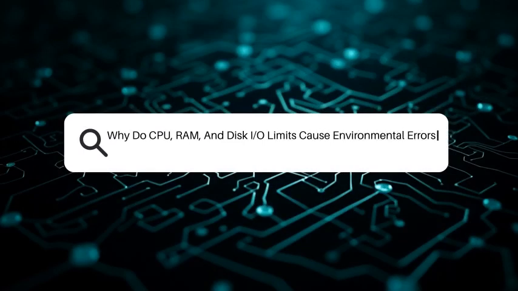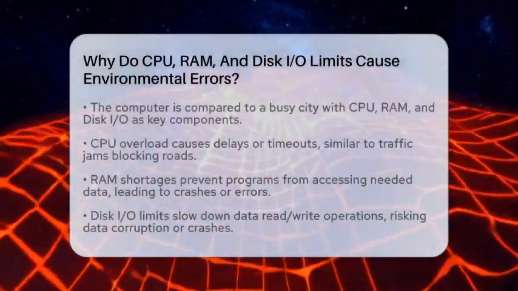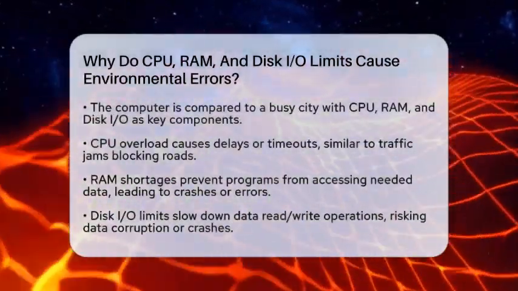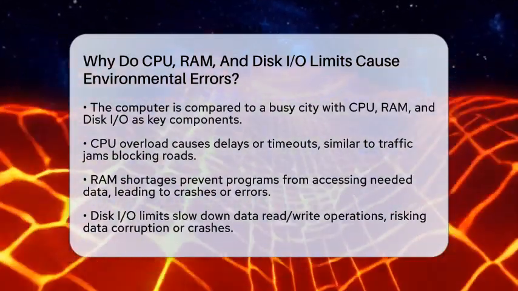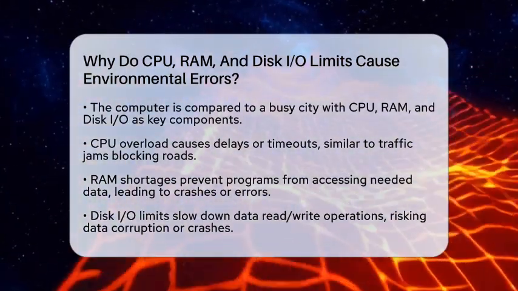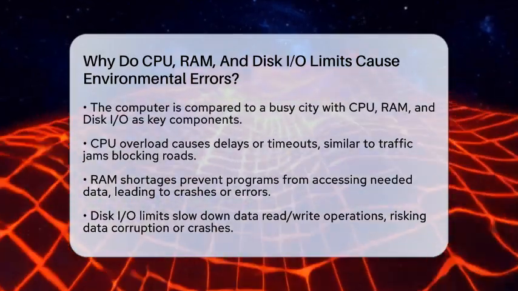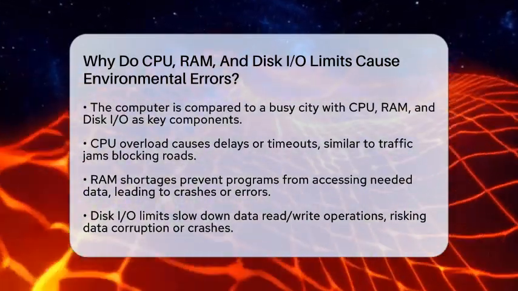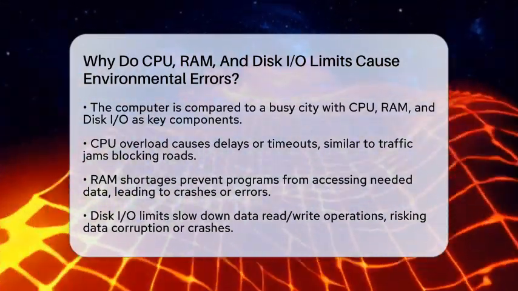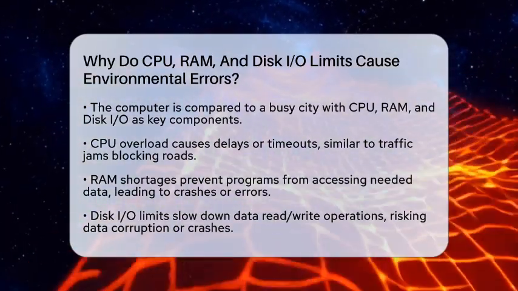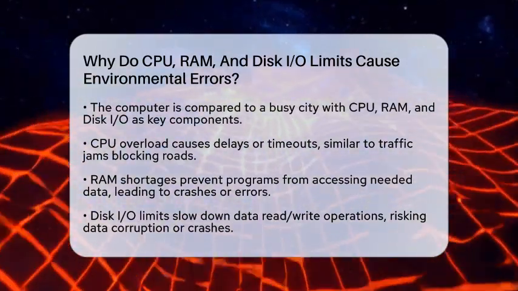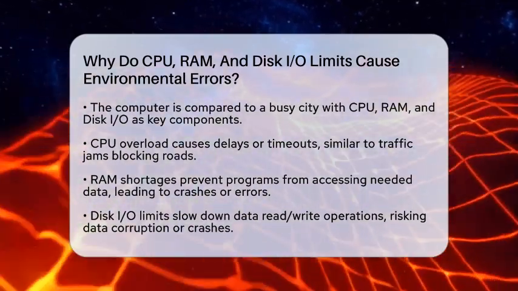Why do CPU, RAM, and disk I/O limits cause environmental errors? Imagine your computer as a busy city. The CPU is like the city's traffic controller, RAM is the parking lot, and disk input-output is the delivery trucks. When these parts hit their limits, problems happen. Environmental errors happen when these hardware resources are stretched too thin.